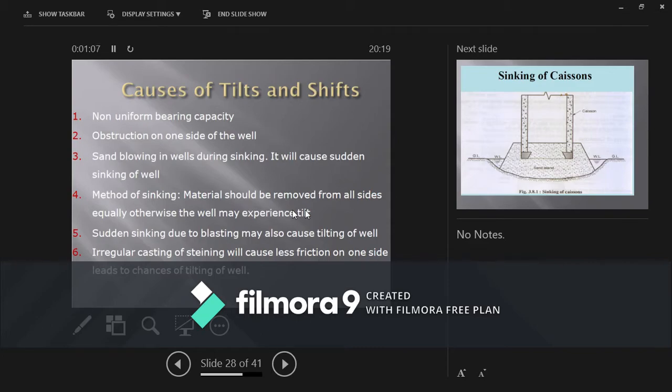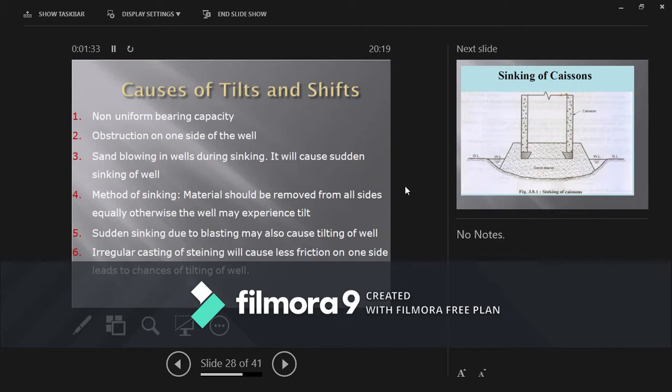Method of sinking. Material should be removed from all sides equally, otherwise the well may experience tilt. Sudden sinking due to blasting may also cause the tilting of the well, and irregular casting of steining will cause less friction on one side, which leads to chances of tilting of the well. So most of the time you will see the tilts and shifts are caused by whatever obstructions occur during the sinking process on any one side.